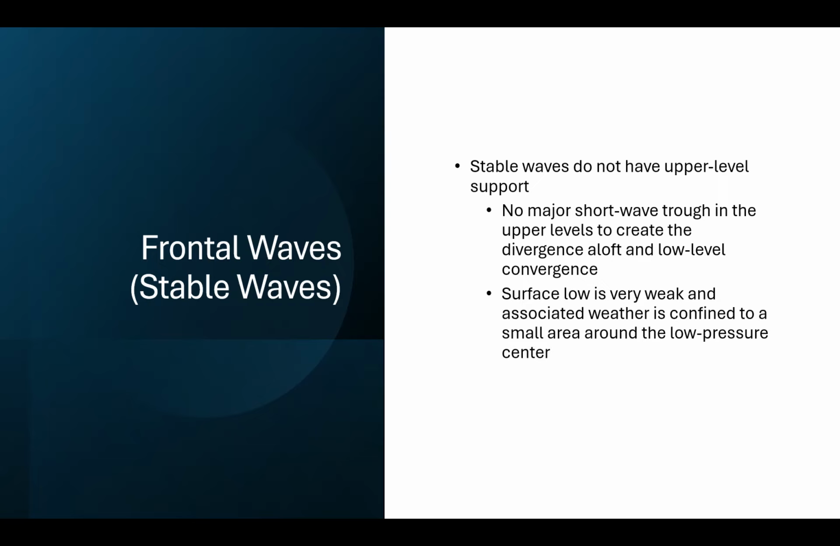Now, stable waves along these fronts do not have upper level support. No major shortwave trough in the upper levels is there to create the divergence aloft or the low level convergence. So with stable waves, you don't have that PVA and the upper level divergence out ahead of that shortwave trough aloft. You don't have the upper level support in the form of that major shortwave. Surface low pressure is very weak. Its associated weather is confined to a smaller area immediately around that low pressure center. So not all waves that develop along these frontal boundaries are unstable. There are some cases where you just get a stable wave and it's much weaker.